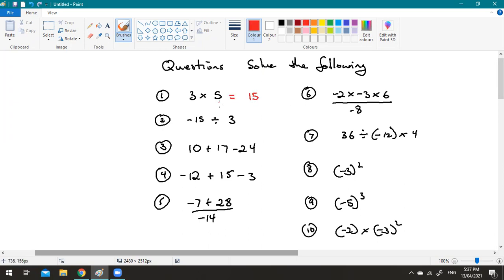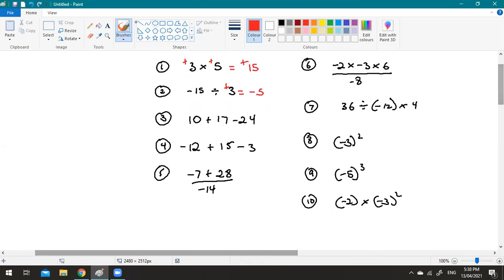3 by 5 is 15, but is the answer positive or negative? Anybody? It is positive because the two numbers didn't have any sign. Number 2 is negative 3 by 5, that's 15. Negative, so you're correct with the negative sign, but not 3. 15 divided by 3 is 5, right?